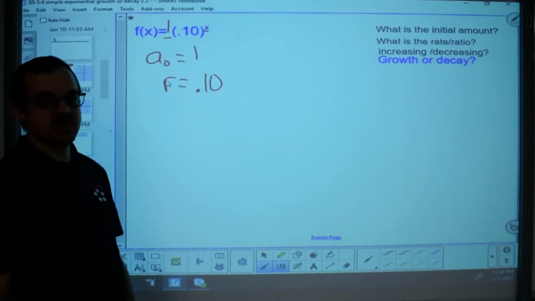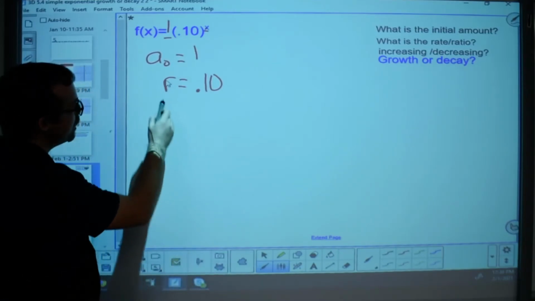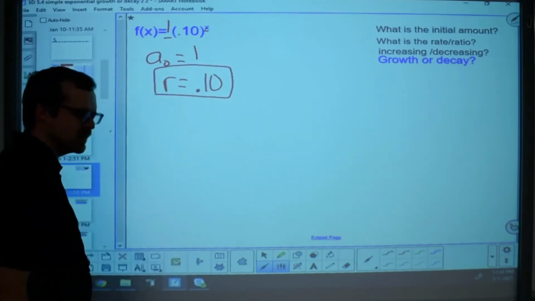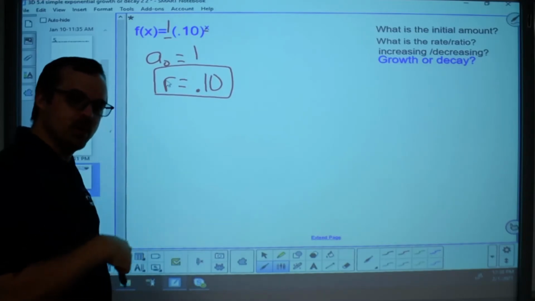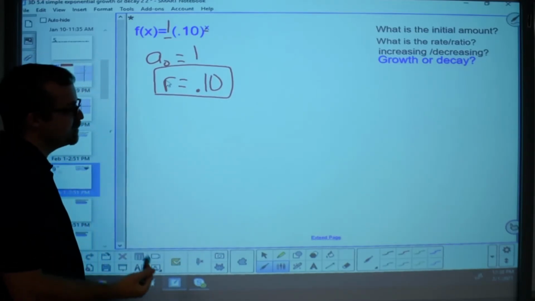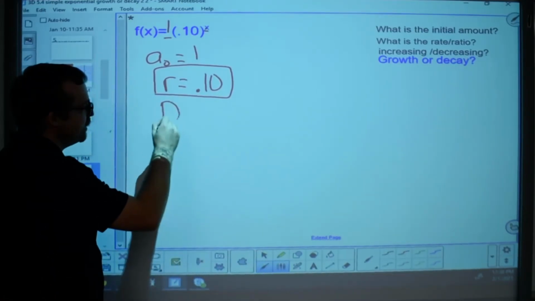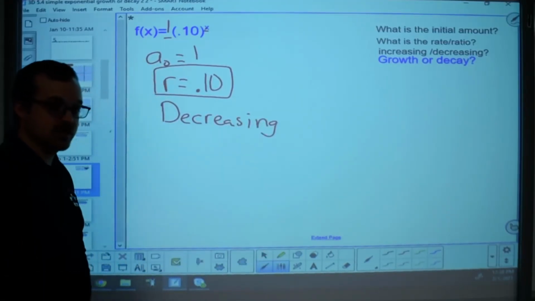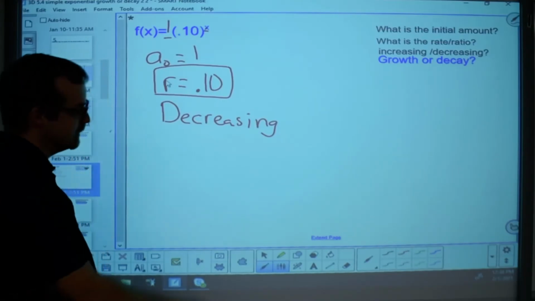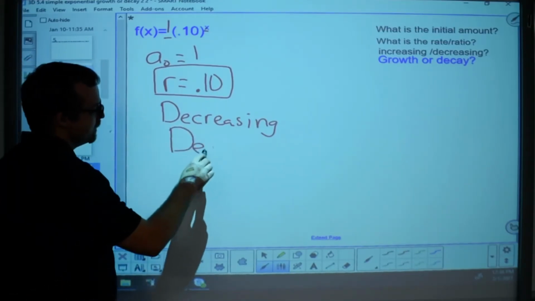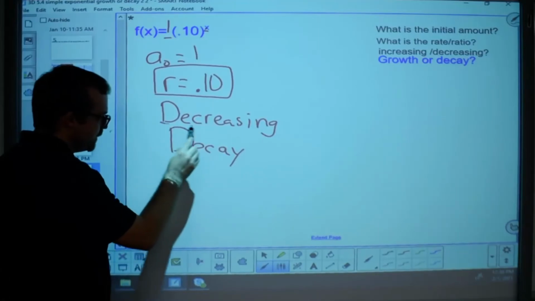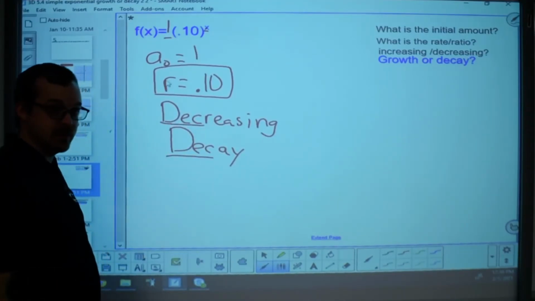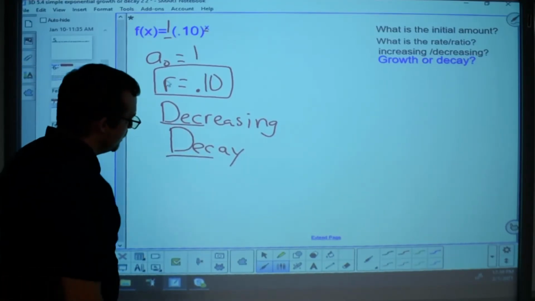Is that increasing or decreasing? Well, the ratio, is that bigger than 1 or smaller than 1? It's smaller than 1, right? It's between 0 and 1. And so smaller than 1 means that it is decreasing. And decreasing functions are growing or decaying? They're decaying. And let me give you a little hint here. See this right here? Same root right there, right? Decreasing and decay. That might help you. But anyway, there we go.